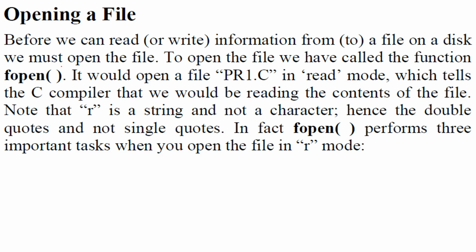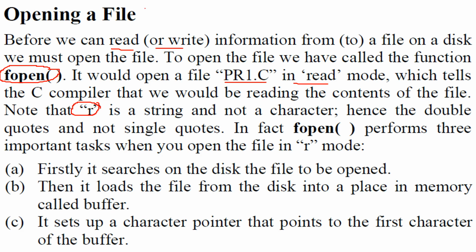Opening a file. Whenever we want to open a file, we have to use a certain function. We want to open a file for reading or writing. So before we can read and write, we have to open the file. For example, we have a file called pr1.c. This is just an imaginary name, and we want to open it in read mode. So we use this fopen. This R is actually a string. Please understand, fopen, I'll show you. This is fopen.